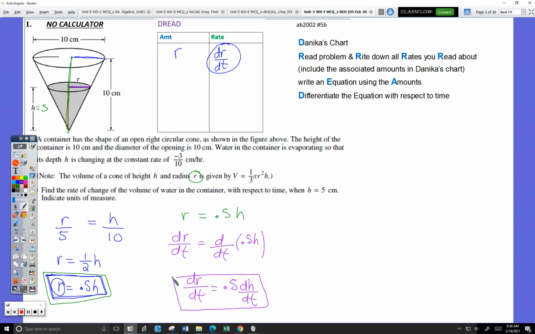Because I know dh/dt is negative 0.3, so dr/dt could be thought of as being negative. Oh yuck, I don't want to multiply decimals without a calculator. I'll make a mistake for sure. So I have a better plan. Who knew this before Miles said it? 2 points, 3 for Miles.